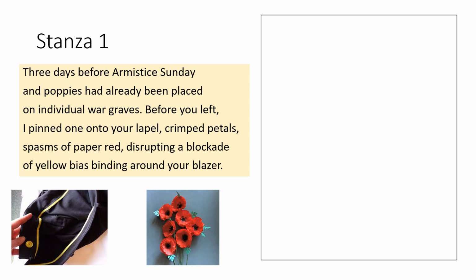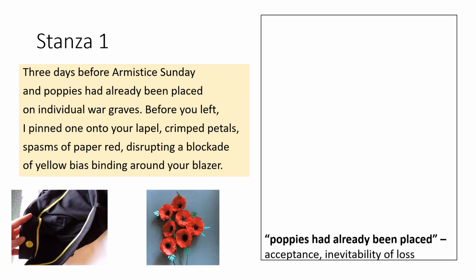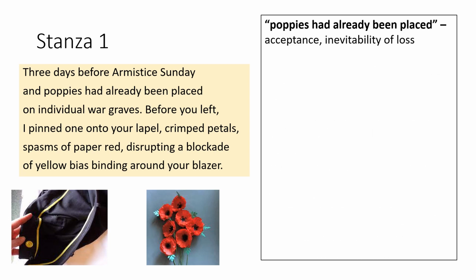So this is a reflection, and the mother is recalling an act of tenderness. Her son is before her. We can presume that he's in his military uniform. It seems to me that he's in some sort of uniform, and she's pinning a poppy onto his lapel. We start with "poppies had already been placed." There seems to be an acceptance here.